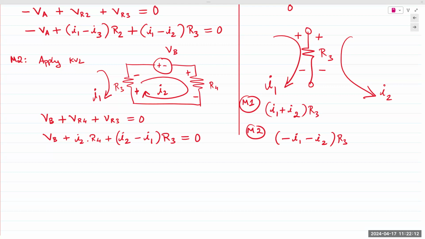So if you have an assumption where I1 is clockwise, I2 is counterclockwise, then you have a double positive in mesh 1, and correspondingly, you would have a double negative in mesh 2. The equations will still balance out. Does that make sense? Hopefully. Shall we go on to the example? Okay.